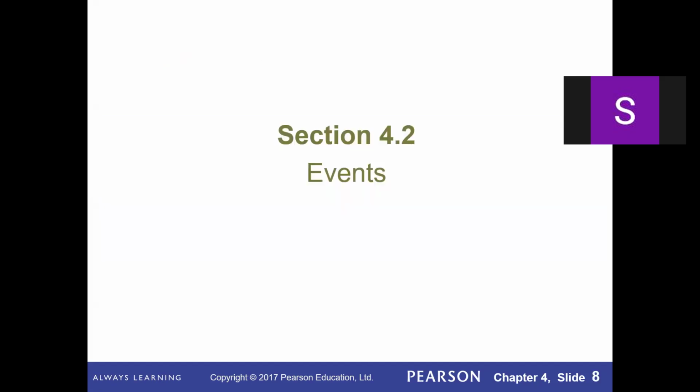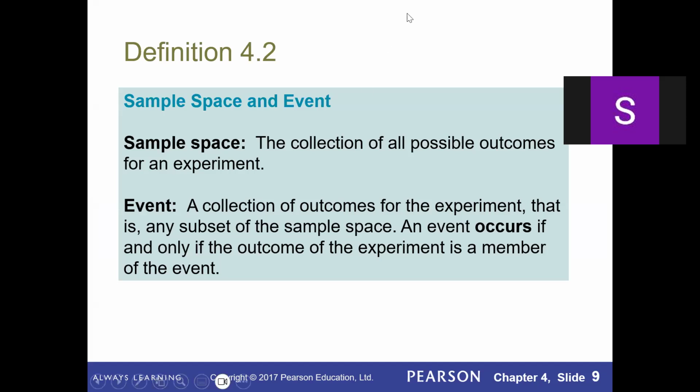Now let's discuss what events are. But first, we need to know what sample space is. The sample space is the collection of all possible outcomes of an experiment. And the event is a collection of outcomes for the experiment, that is, any subset of the sample space.